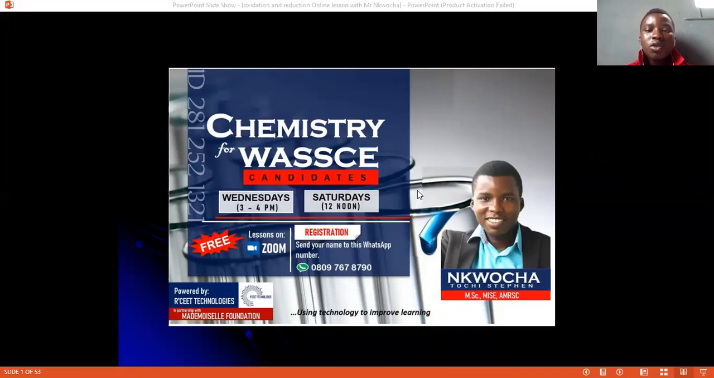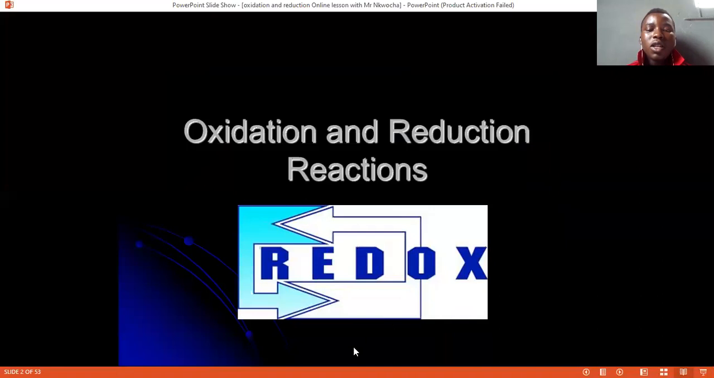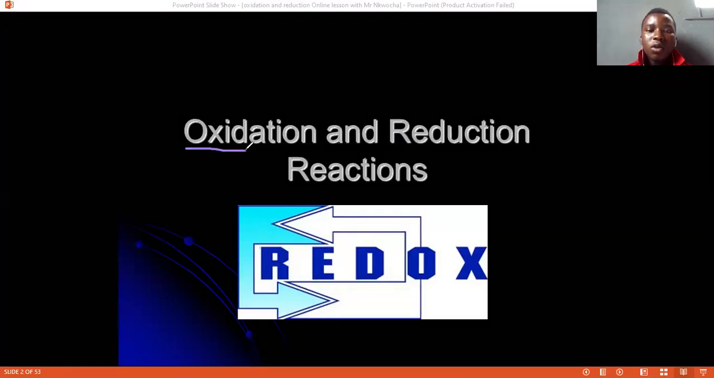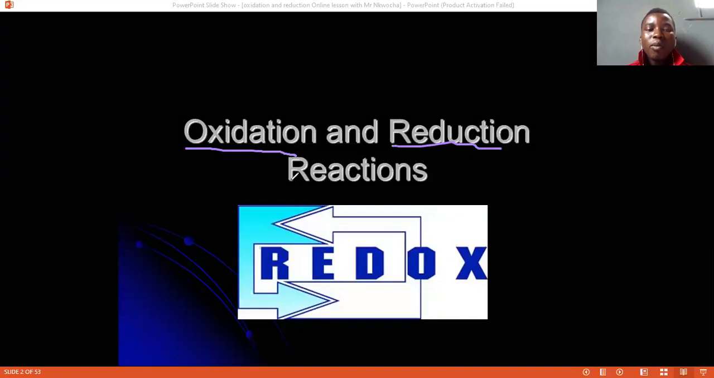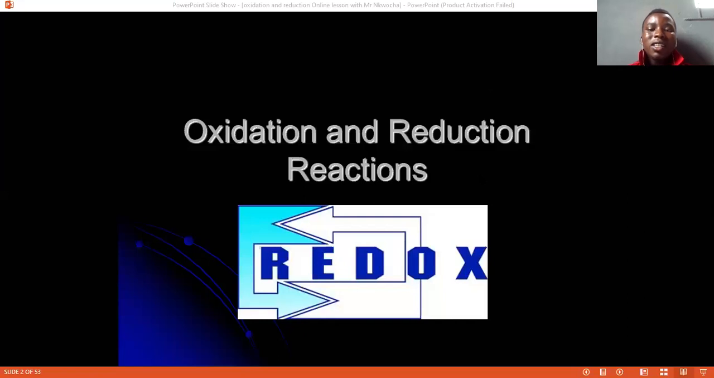Let's go. Today I look at oxidation and reduction reactions. You can see the word oxidation and look at this word reduction. When you combine the two words together, they form a very interesting chemistry word. They call it redox. So oxidation and reduction reactions are called redox reactions. Today the PowerPoint has been done in the simplest English terminology.